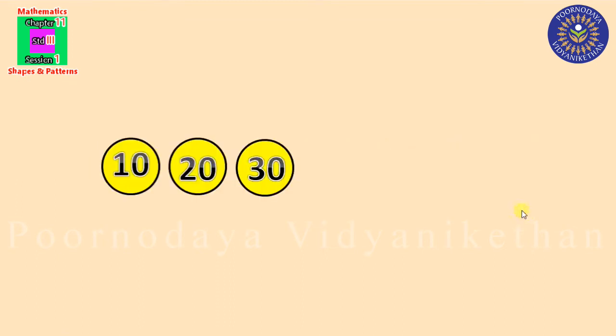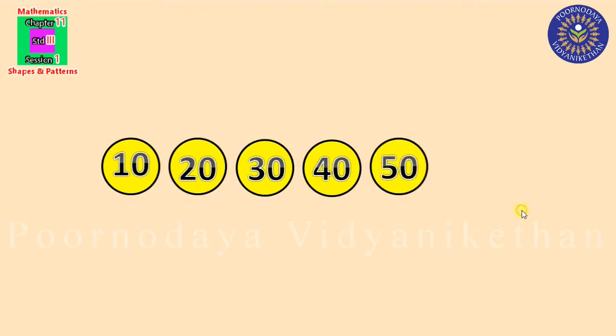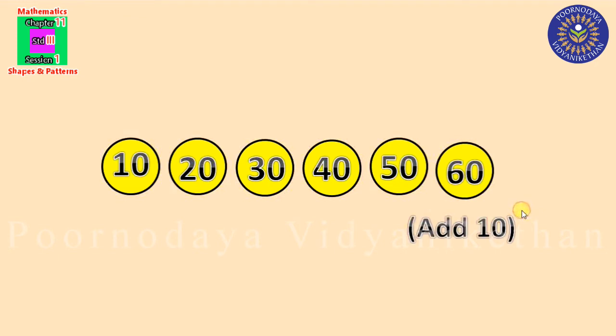Okay. Complete the number pattern. See here, 10, 20, 30. What's the next number? 40. Again add 10, we will get 50. The next number, 60. What did we do here? Yes, we added 10, isn't it?